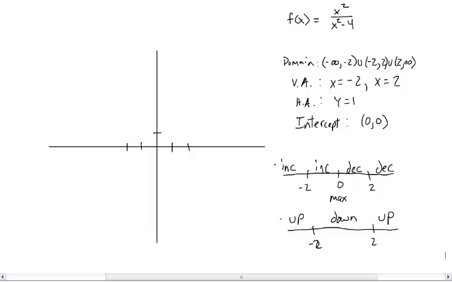So here, the first thing I like to look at is the points that I know and the vertical asymptote and the horizontal asymptotes. So we know (0, 0) is a point on the graph. I'm going to put a dot there. I know I have a horizontal asymptote at 1. And I have a vertical asymptote at 2. And I also have one at −2.